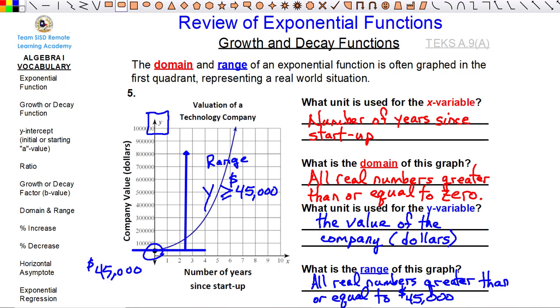Now, you wouldn't have known 45,000. I eyeballed it at 45,000, but it starts somewhere. It always has to start somewhere. We could have said 50,000, but in this case, 45,000. So all y values greater than or equal to 45,000.